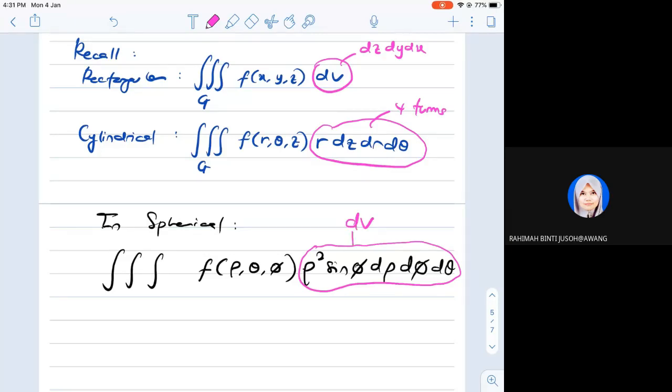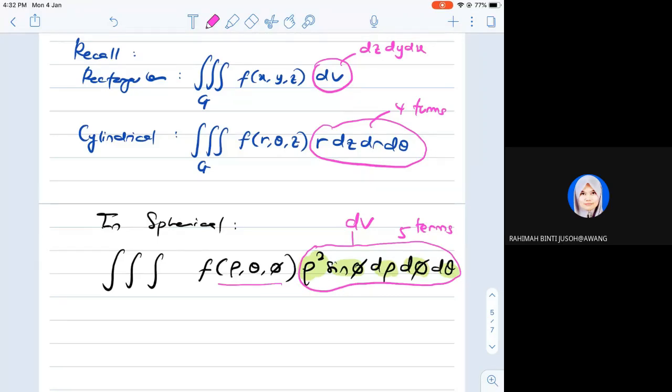It has five terms: rho squared sin phi d rho d phi d theta. One, two, three, four, five. This is a must. This is your dv. It is not the function in the middle; the function is in the middle here. This dv at the back has five terms.